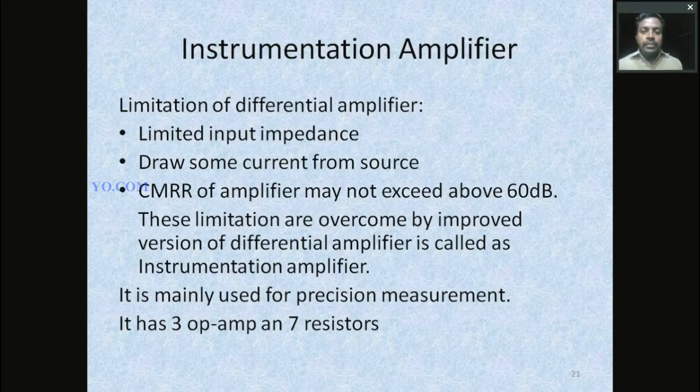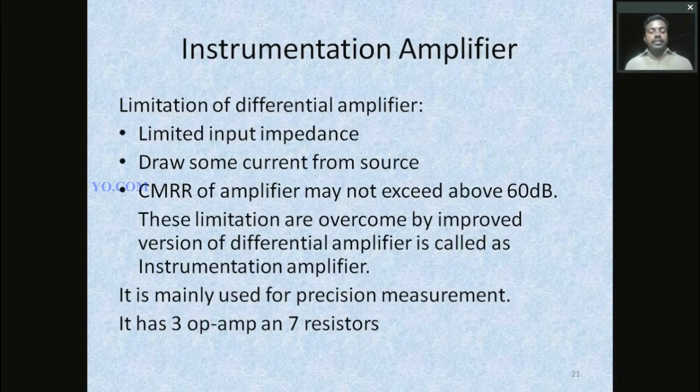The weight machine used in jewelry is a very good example of instrumentation amplifier application. In jewelry we are using a weight machine that can measure milligram level. That is a high precision weight machine. In the same way, an instrumentation amplifier is used to measure high precision signals, that means very weak signals.